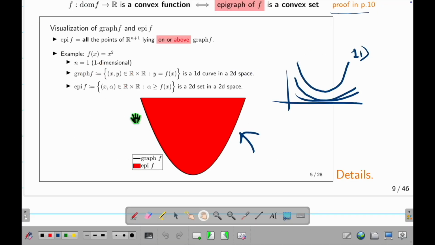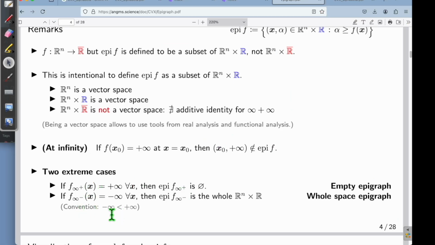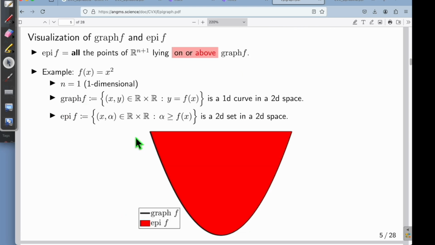So imagine I have a function where this black line goes to infinity below, then imagine this red region grows to the full screen. And if this black line goes to the top, beyond the screen, then this red region becomes the empty set. That's the idea. These are extreme cases, okay? And of course, we assume this is true. These are by convention.